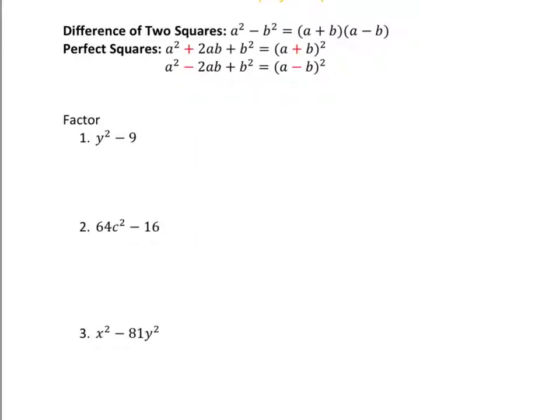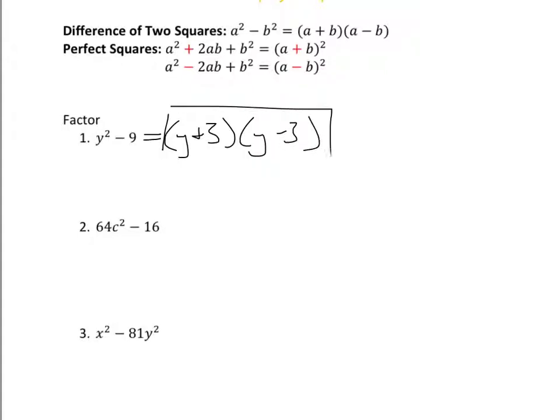So this first one looks a lot like a squared minus b squared, right? Because y squared is a perfect square, and 9 is a perfect square. So we take the square root of both and write it as a plus b, a minus b. The square root of y squared is y, and the square root of 9 is 3. So you write it as y plus 3, y minus 3.